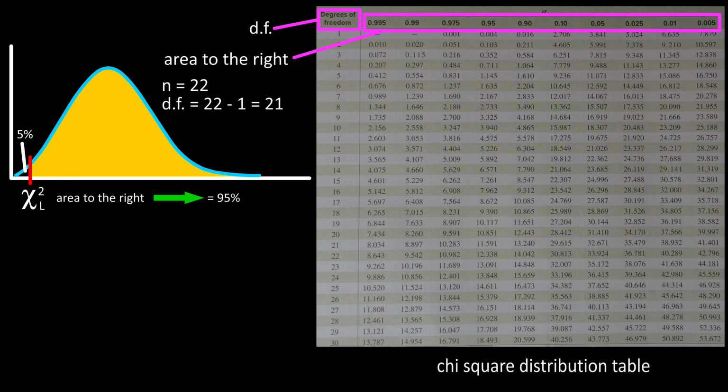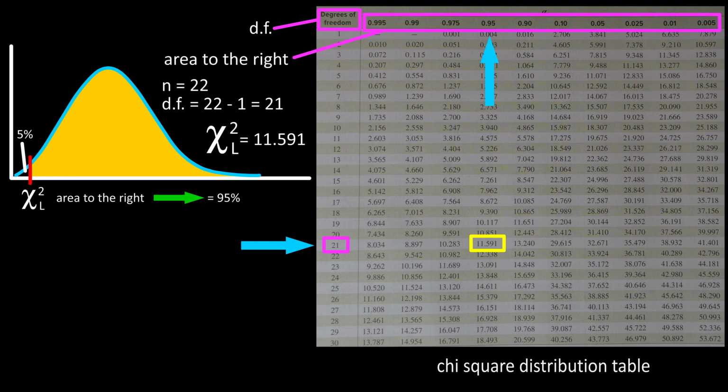So in the table, we want to find the 95% or 0.95 column here near the top. And under the degrees of freedom column, we go down to the 21 row. And the value listed where these intersect is 11.591. And that is our value for chi-square left.